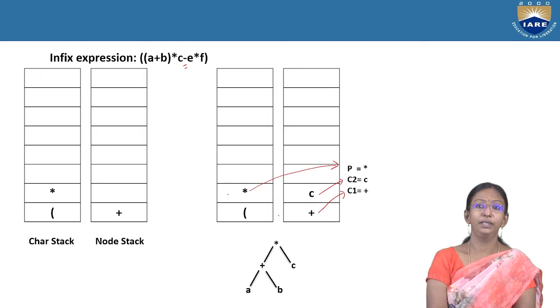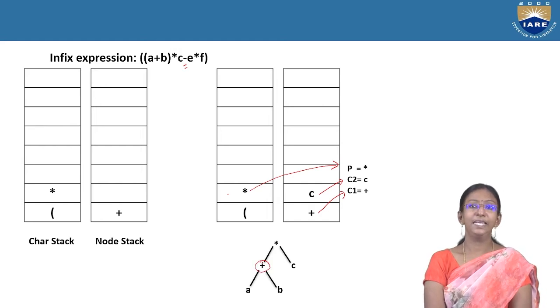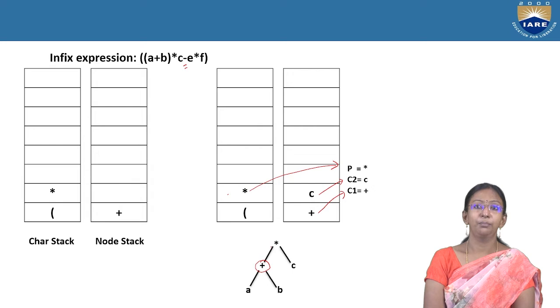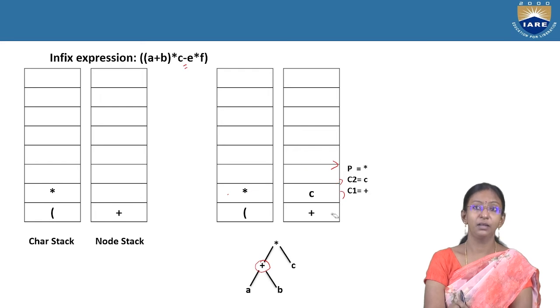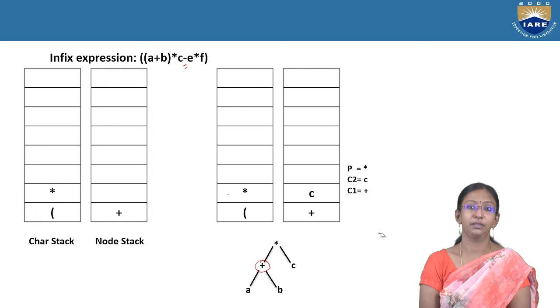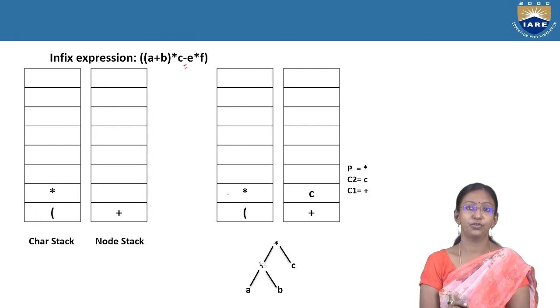Have a look. Plus is already there, you know that, right? So it is the left child. It is in its position already. Now multiplication, the star symbol, becomes the parent. It becomes the parent, right? And C becomes the right child of multiplication. So this is the current expression tree.